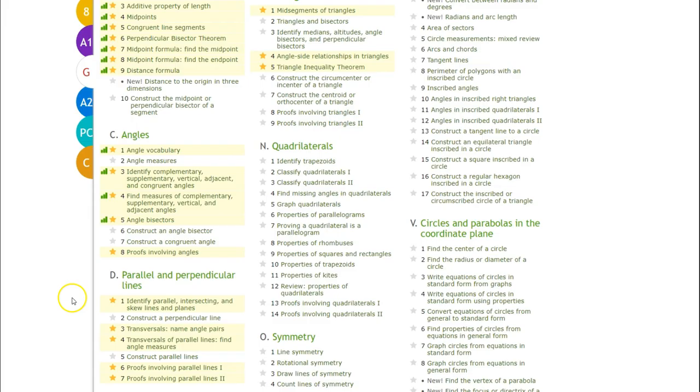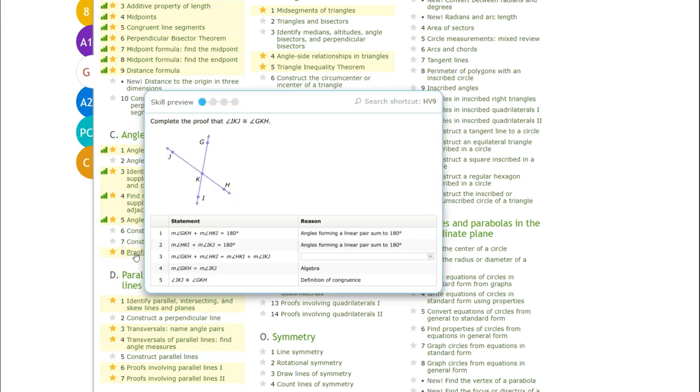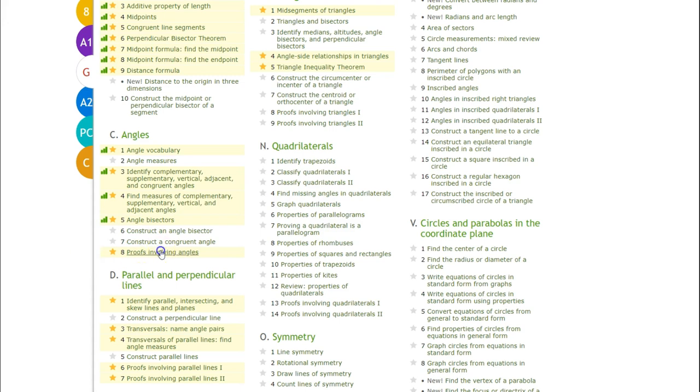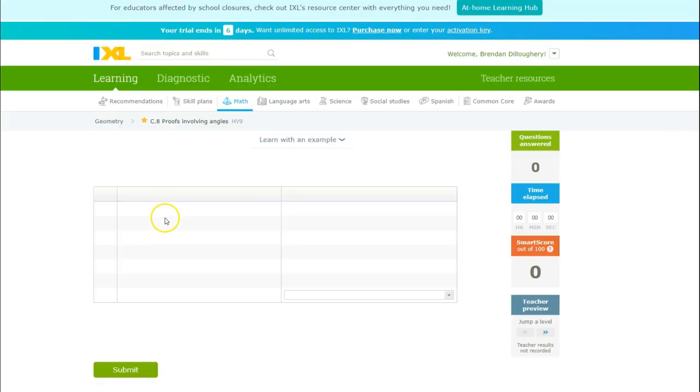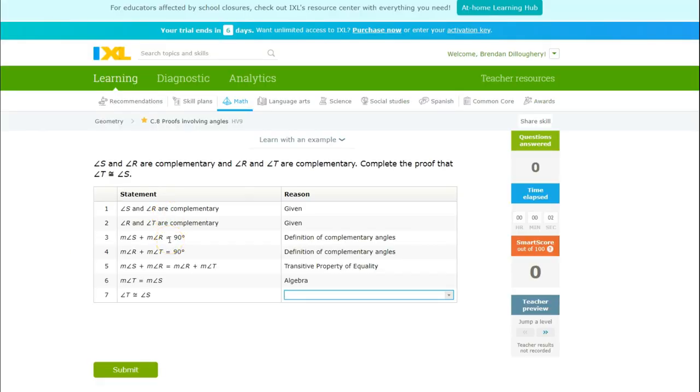All right, I actually changed my mind. I wanted to add in a little IXL practice at the end because they use some different vocabulary I want to make sure you're familiar with. So let's do some C8 or proofs involving angles here. It starts out giving you most of the proof.